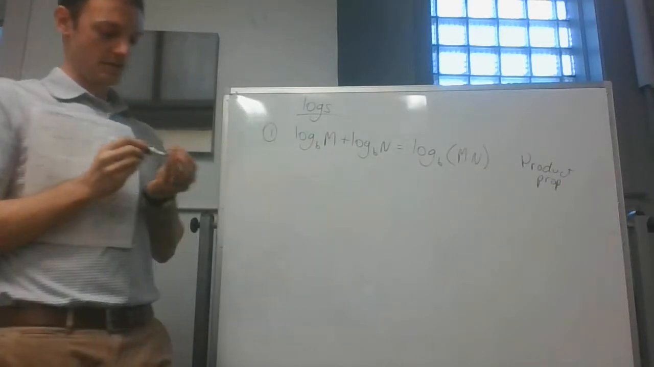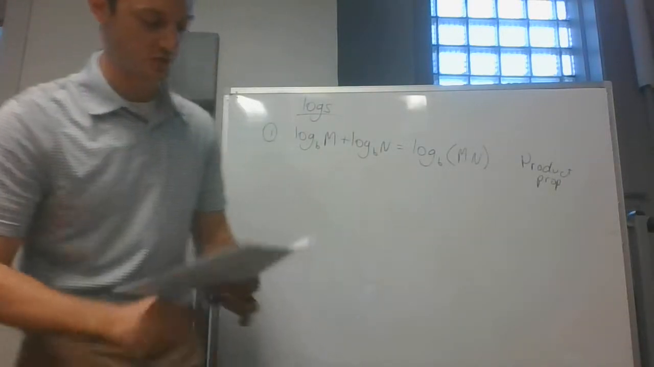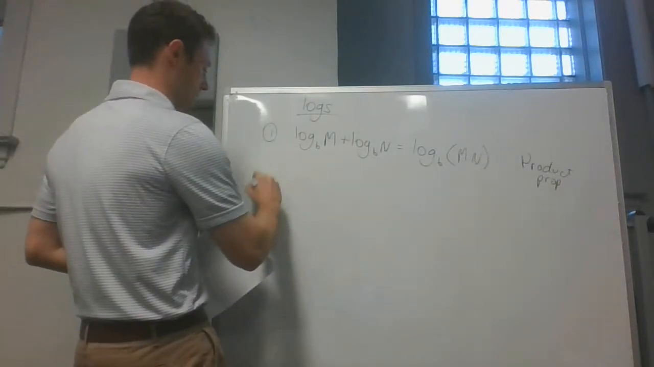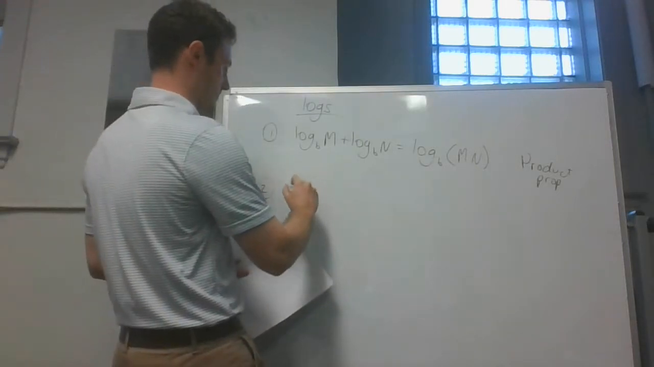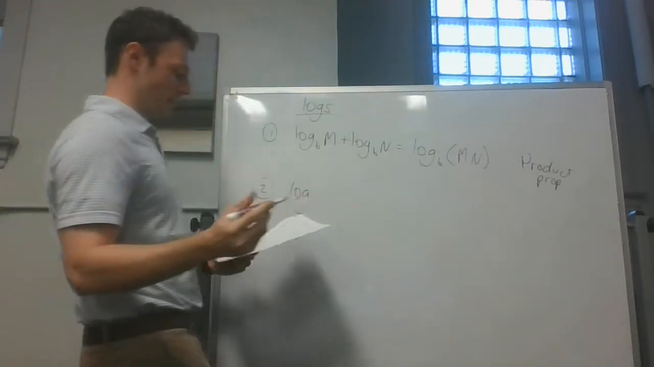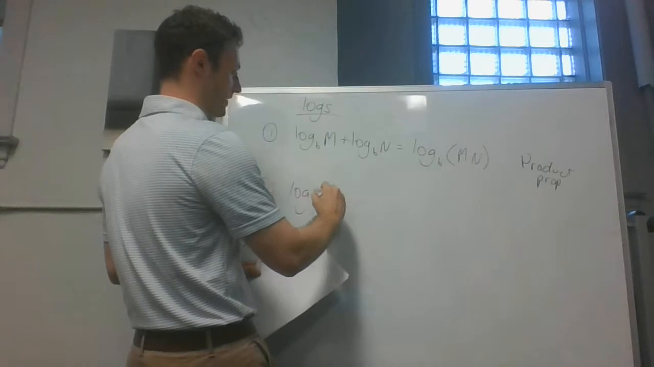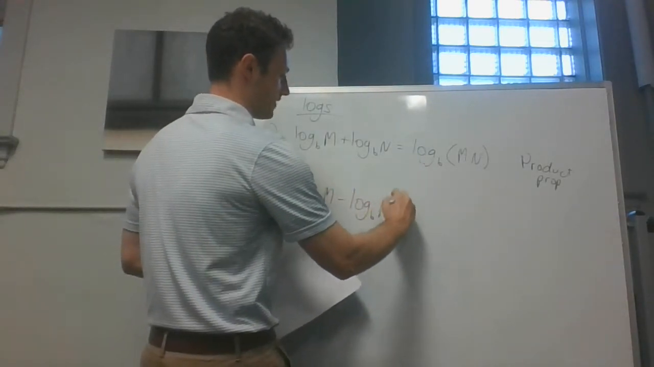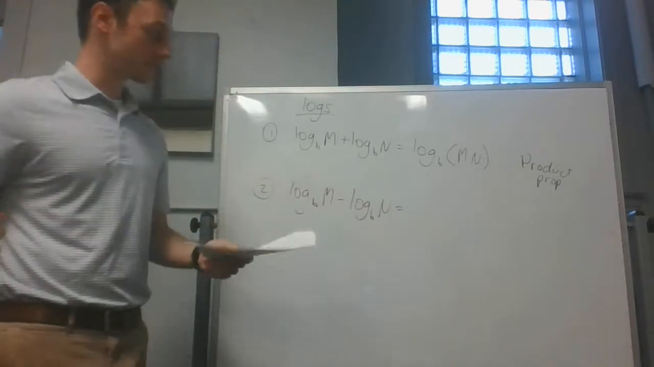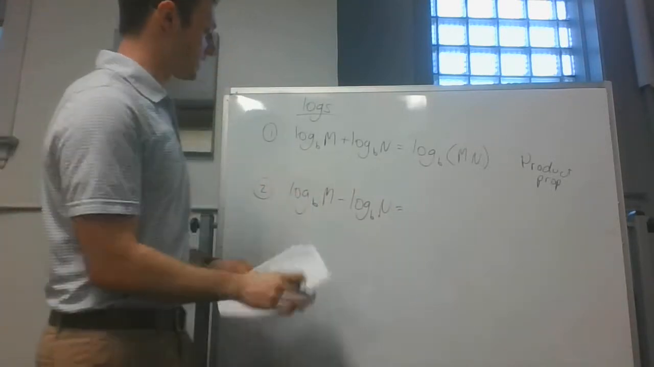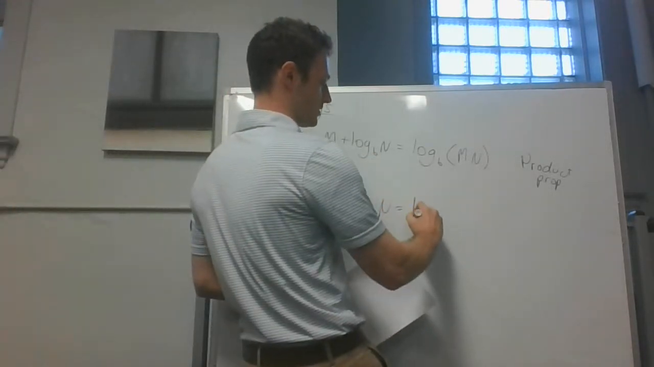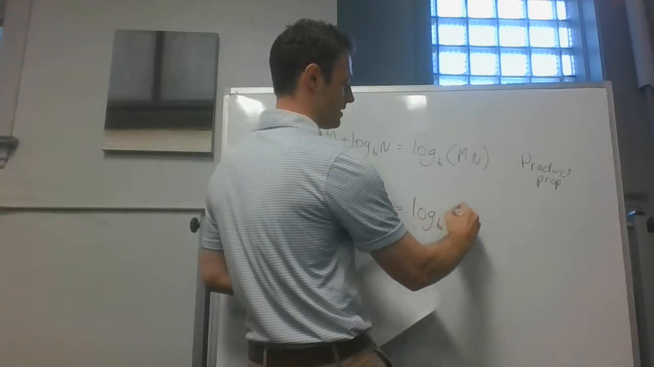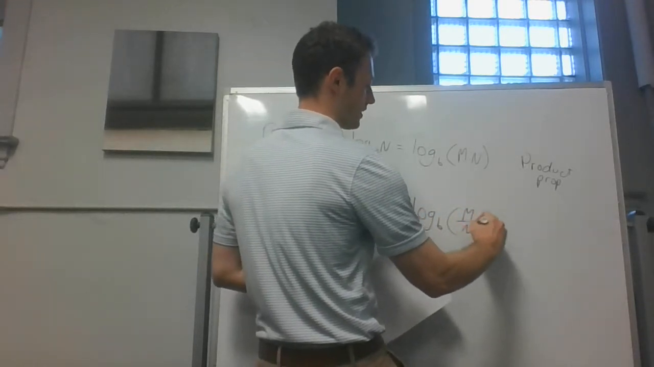All right. The second property is the quotient property. In this case, we have log base b of m minus log base b of n. And as the name implies, quotient, divide, we're taking our arguments and we're dividing those. So that's equal to log base b of m over n.